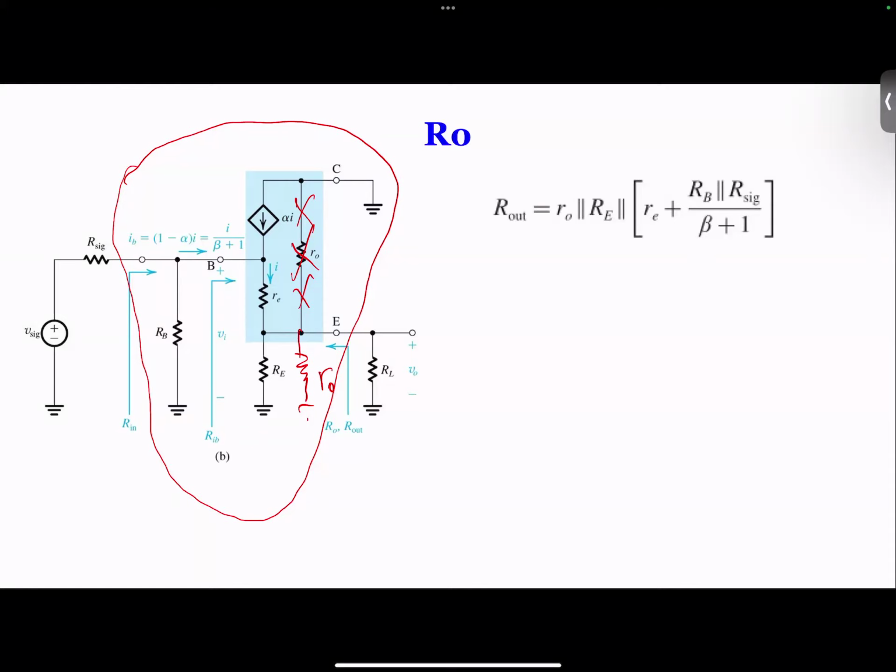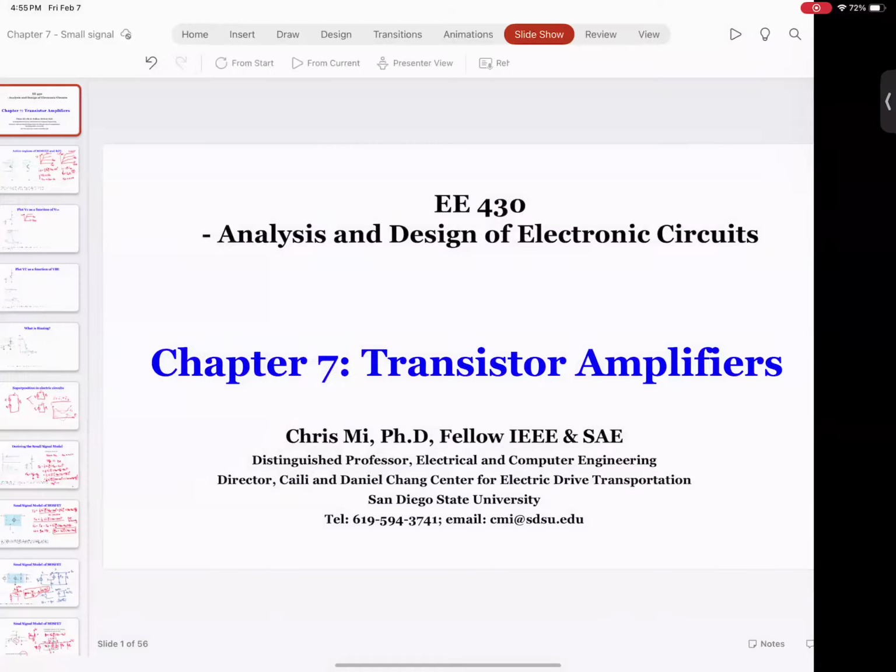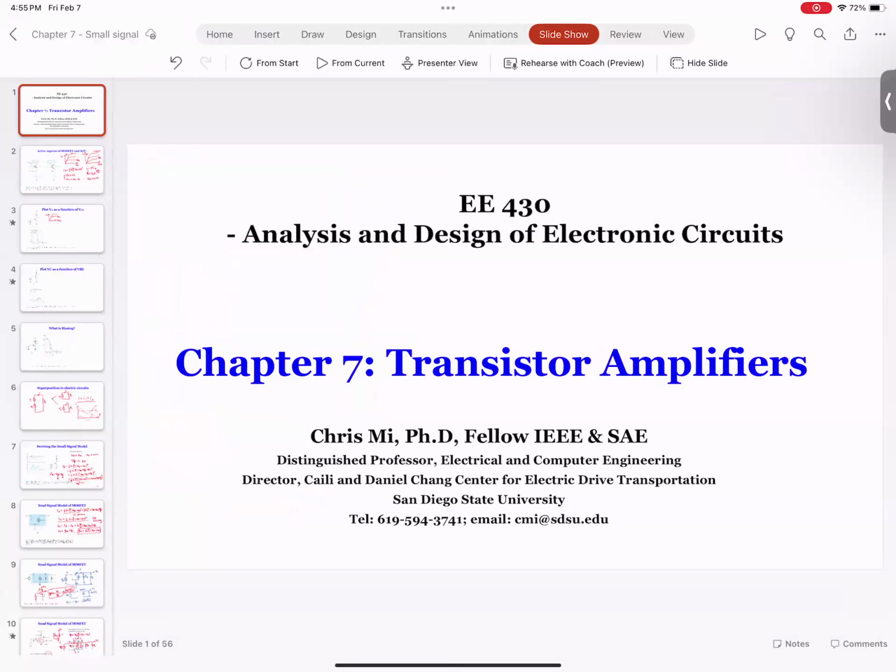We don't have time to go into the very much details, but let's move on to our chapter 8.